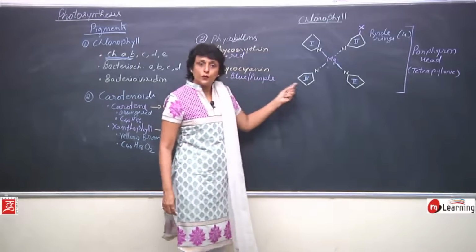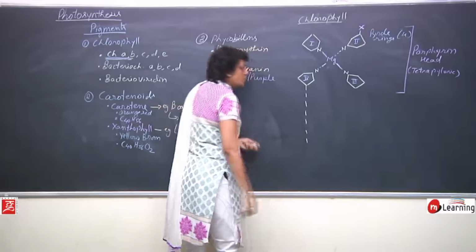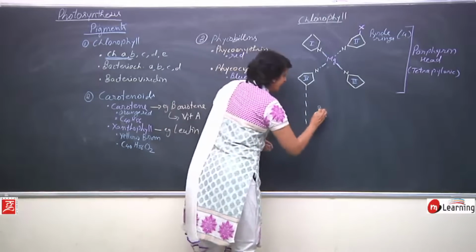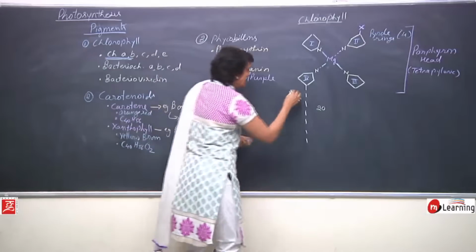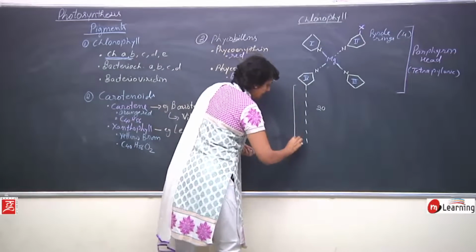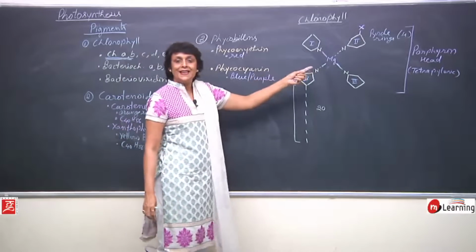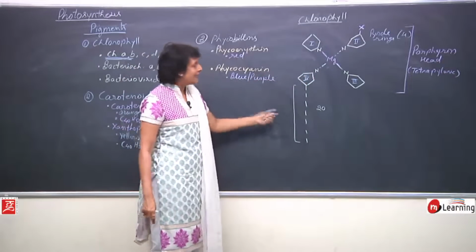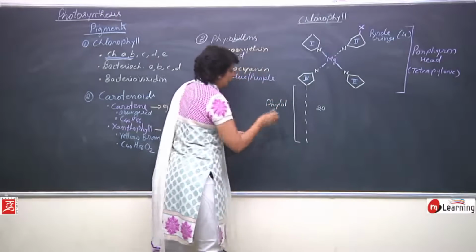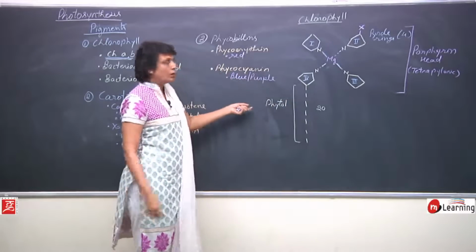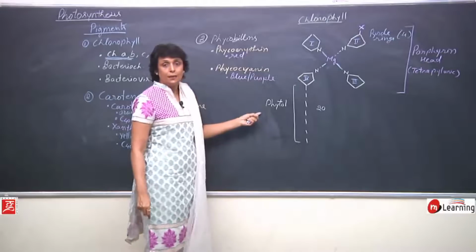Attached to the 4th ring is a long chain of hydrocarbons. Normally, there are 20 carbons, alcohol containing carbons. So, this complete structure is known as the tail. So, there is porphyrin head and a tail. The tail is known as phytol tail or phytol chain. So, there are 2 parts, head part and a tail part.